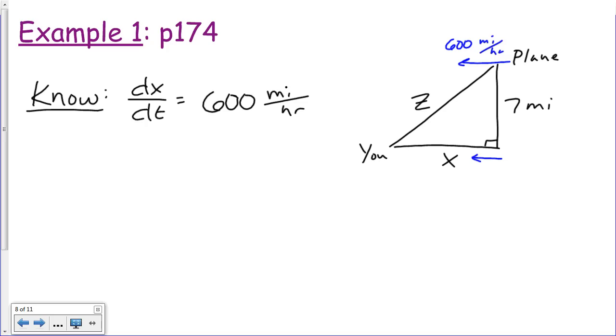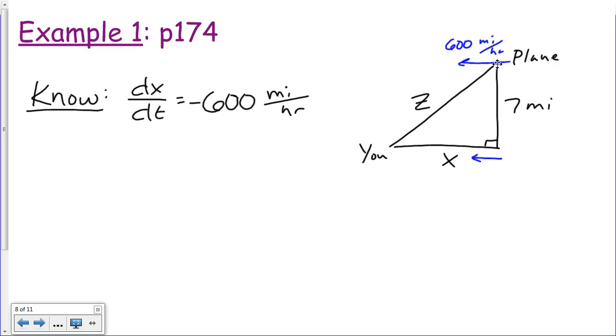Now, anytime they give you one of these rates, you have to carefully go back and consider, is this rate a positive rate or is it a negative rate? They will not tell you that. Sometimes they'll give you hints by saying that the value is increasing or decreasing. That tells you whether it's positive or negative. Other times you have to look a little more closely at the problem. This is one of those cases. As the plane is moving towards us, the distance x is decreasing. That distance the plane is from us is getting smaller. So if x is decreasing, then its rate must be negative. If x were increasing, then the rate would be positive.